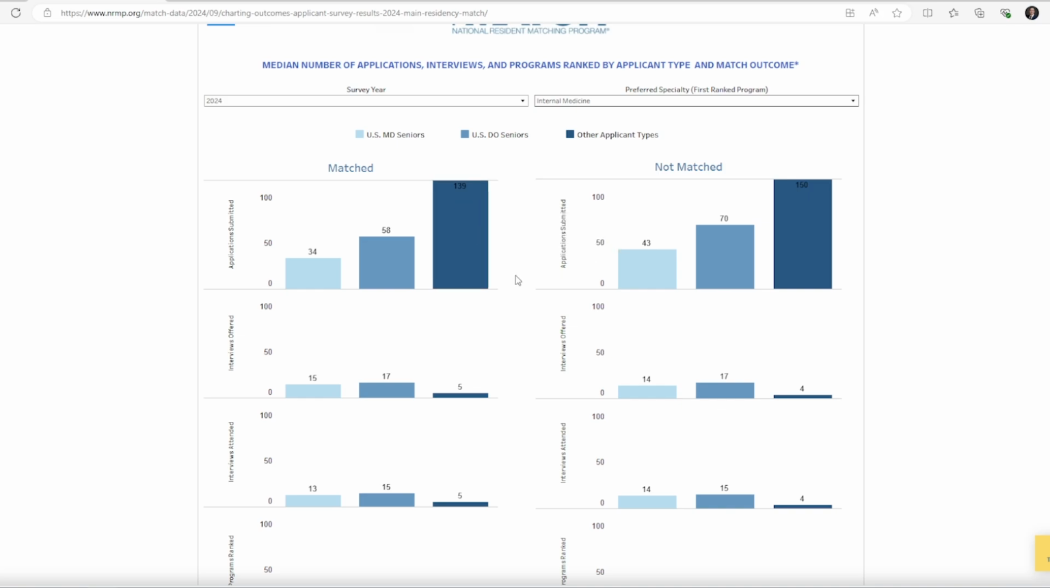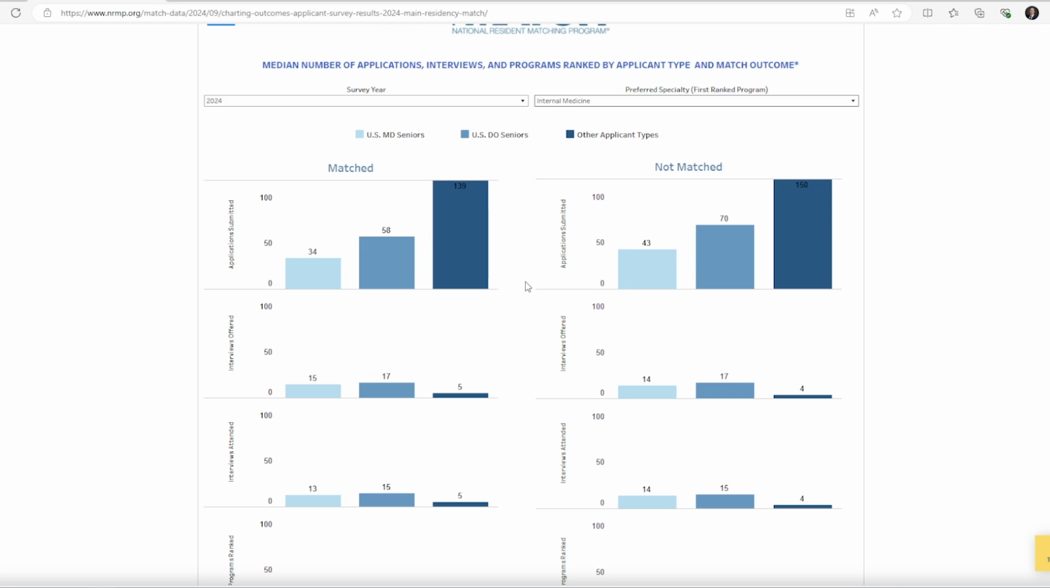So if you're looking at the data and you want to guess a number of applications you should submit, maybe this number could be a guide. Why? Because this is the median number of prior applicants that are similar to you. If you're a USIMG or non-USIMG, they submitted a median of this number and they matched. Does that mean that if you submit this number, you will match? Definitely not causation, but you can get an idea of how many applications people like you submitted in the past.